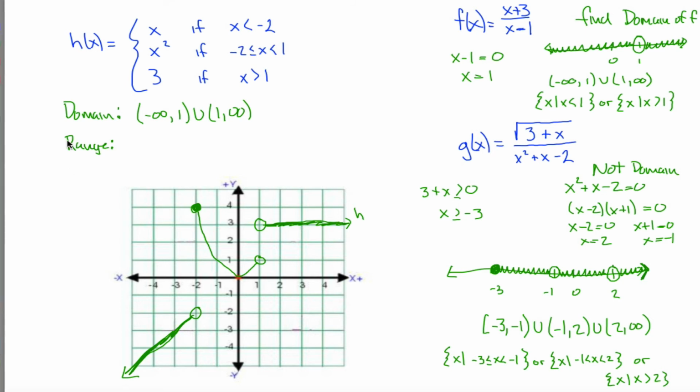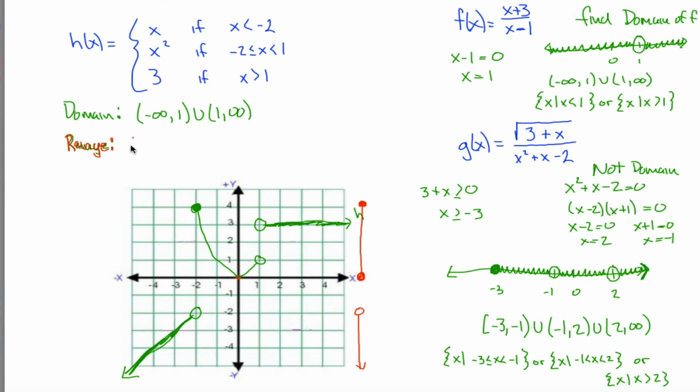Maybe I should switch colors here. I just messed up range. Now you can't even read that, but at least you can hear me. The range is the y-coordinates. Looks like I have y-coordinates all down here, and then it picks back up here and goes all the way up to here. Any y-coordinate in this range, or in either of these two intervals, would be in my range.